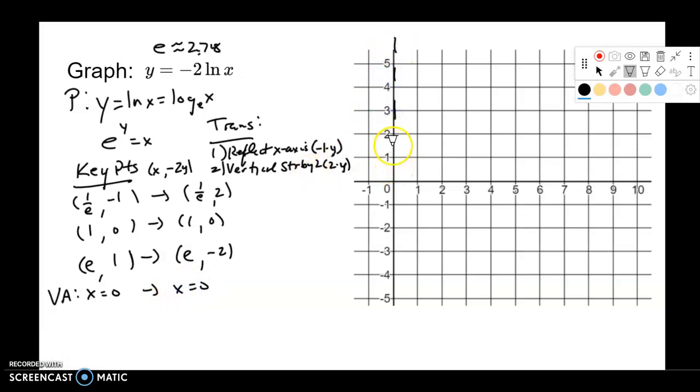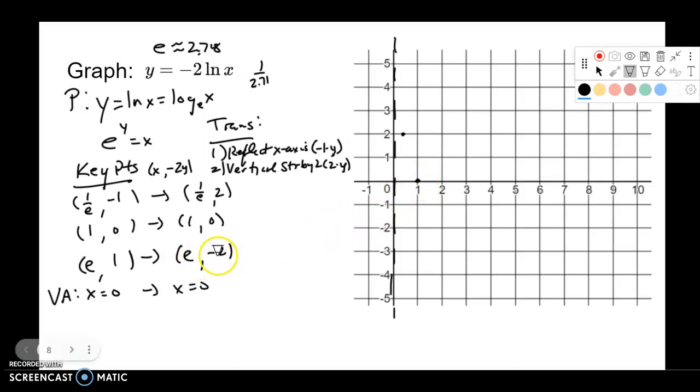Here's our vertical asymptote on x equals 0. It goes right through the y-axis, or rather it is the y-axis. And now we have 1 over e. Remember, 1 over e is about 1 over 2.71, so it's somewhere between a half and a third, and then we're going to go up 2. There's our point there. And then we have (1, 0). That's an easy one to graph.